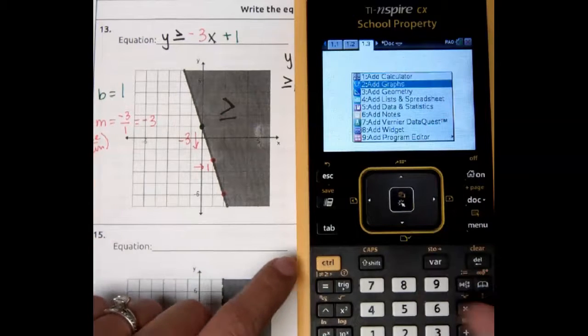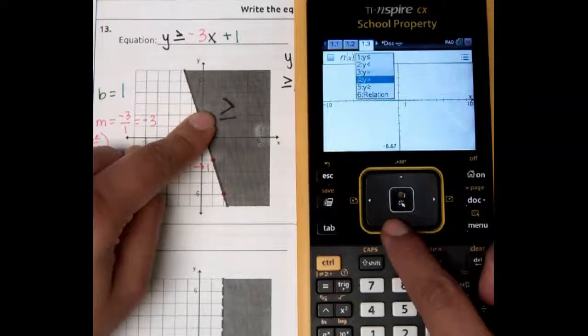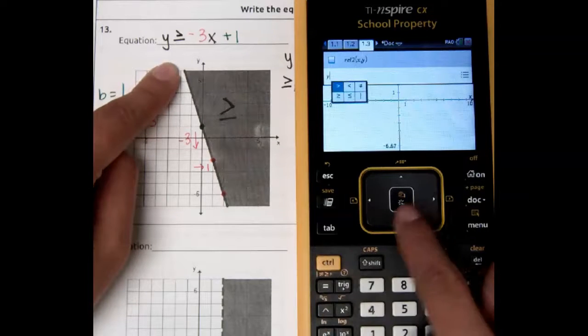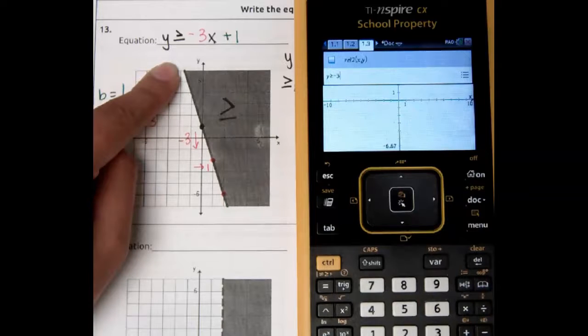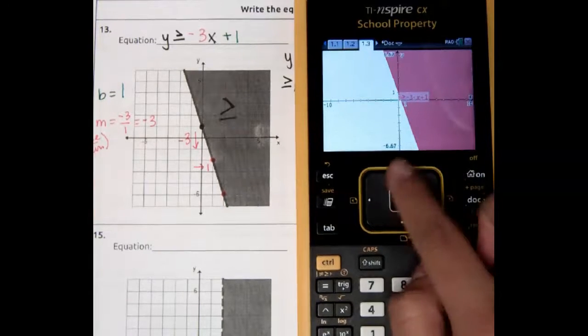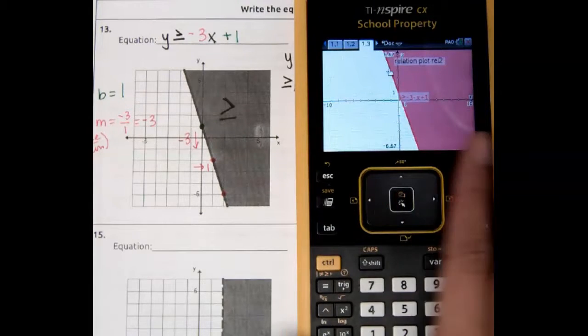So I'm going to graph this to see if it actually looks like my paper. Delete relation. Y is greater than or equal to negative 3x plus 1. And that looks pretty similar. If I take my mouse and hover it over the line, it makes it a little bit bolder, and you can see that it is solid.